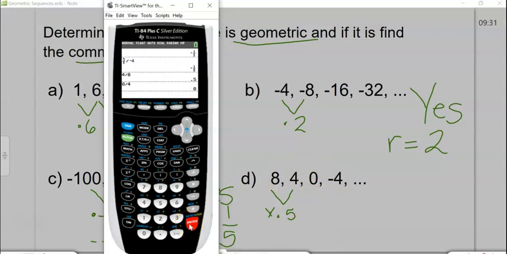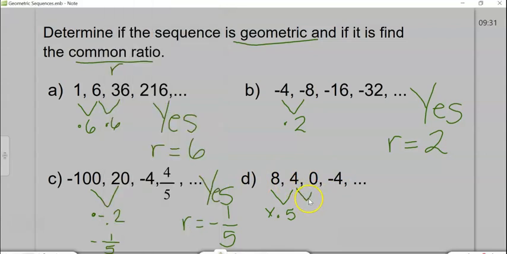Well, I didn't get 0.5 this time. To get from here to here, they had to multiply by 0. Well, that means they're not multiplying by the same thing every time, which means this is not geometric, which means it has no common ratio.